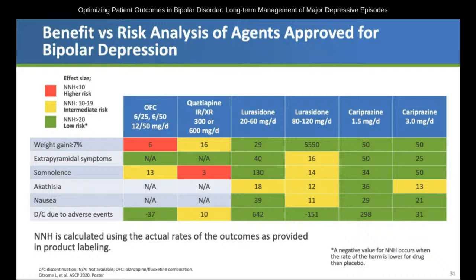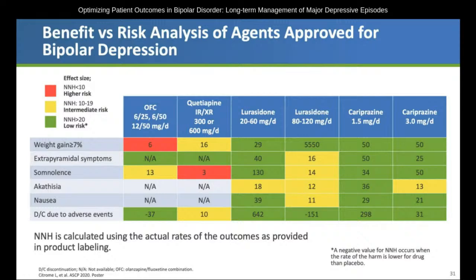So for example, OFC for weight gain, the number needed to harm was 6. For every 6 patients randomized to OFC versus placebo, you would encounter 1 additional patient who has gained at least 7% of their body weight. That's almost as often as you would encounter response or remission, by the way.